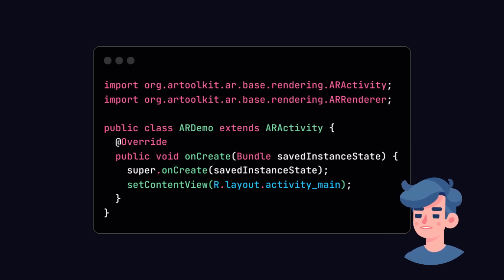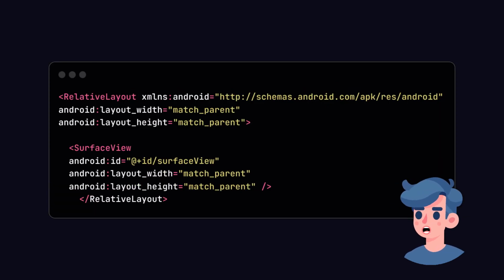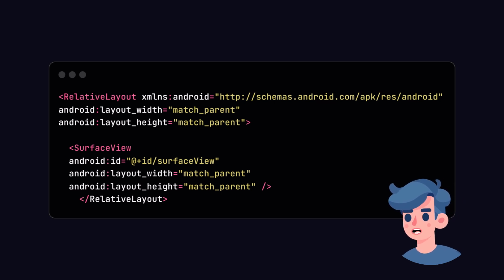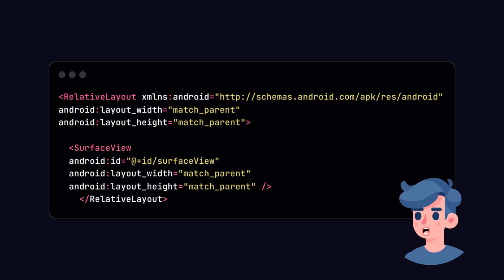After that, include the AR Toolkit library in your project's build path. If you're using IntelliJ, navigate to Project Structure and add the JAR files. Next, we need to create a layout file for our AR environment. Navigate to the res/layout directory and create a new XML file named activity_main.xml. This file will contain the surface for our camera feed and where we'll render our AR content.